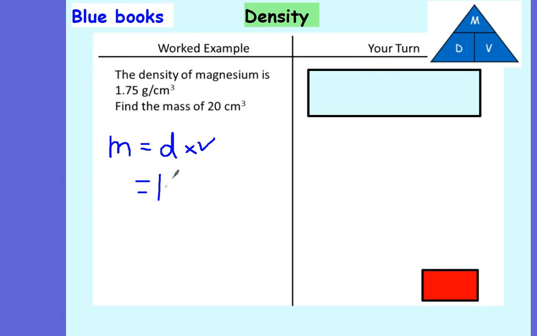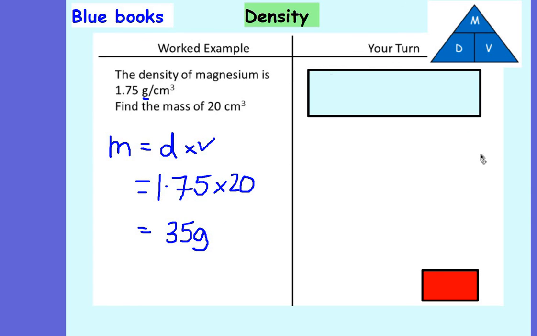Here my density is 1.75 and my volume is 20. Now for this one I don't need a calculator because I know that 1.75 times 10 would give me 17.5, 17.5 times 2 will give me 35. And I've got 35 grams, looking at my units.